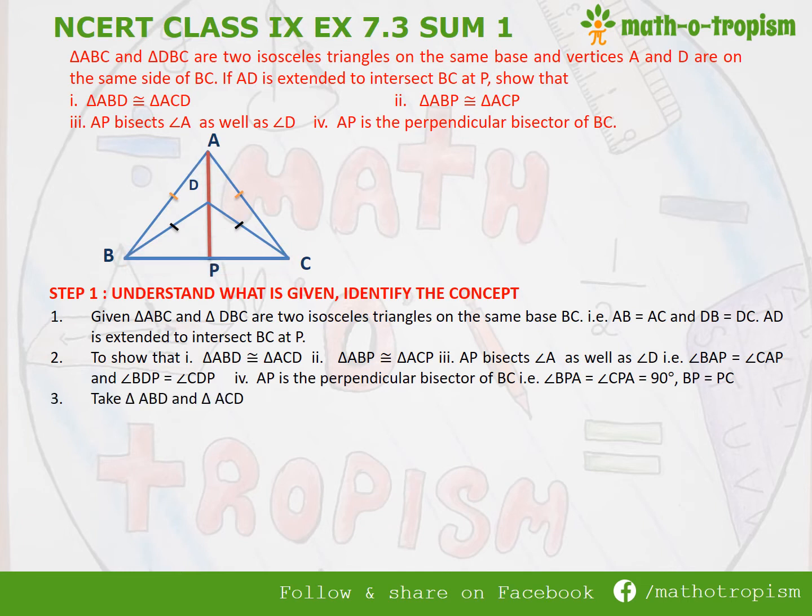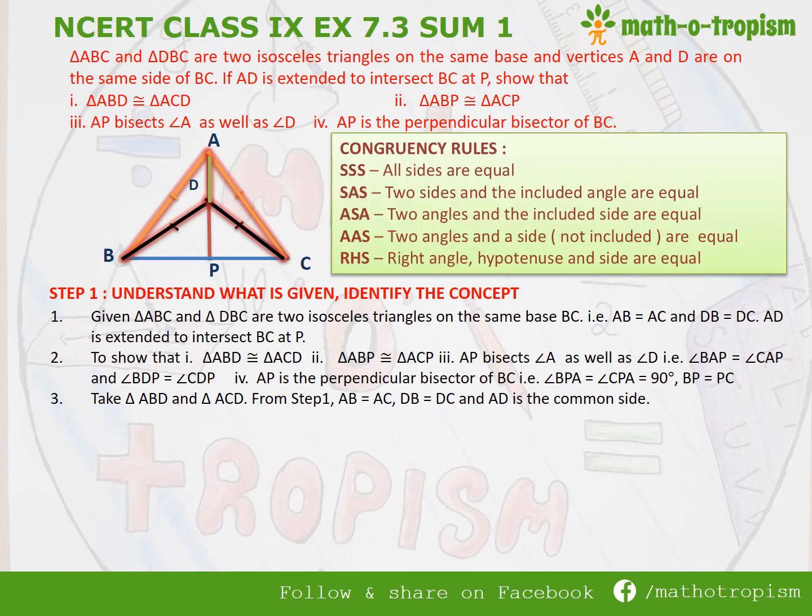We'll take triangle ABD and triangle ACD. From the first step, we can see that two sides are equal. That means AB is equal to AC and DB is equal to DC, and we can see that AD is the common side. So directly all the sides are congruent. So as a result, by SSS congruence, we can write that triangle ABD is congruent to triangle ACD. When we take AB and AC, we have B and C to be the corresponding vertices. That's why instead of B, we have written C.